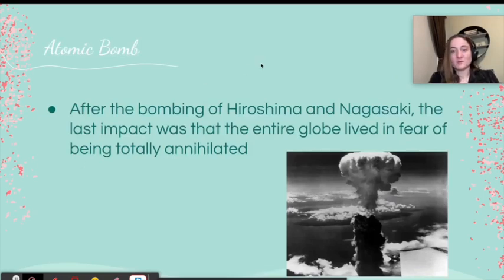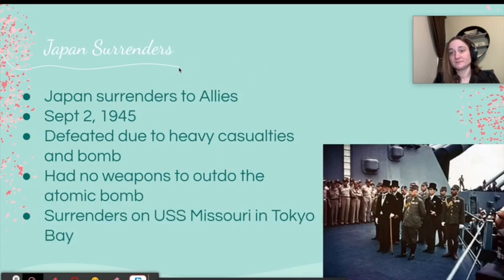So, after the bombing of Hiroshima and Nagasaki, the lasting impact was that the entire globe lived in fear of being totally annihilated. Everyone was scared of the atomic bomb. So, this prompts Japan to surrender. So Japan surrenders to its allies September 2nd, 1945. They were defeated due to heavy casualties, and of course the bomb was kind of the final straw. They had no weapons to outdo the atomic bomb, so if the US wanted to drop another one again, they couldn't stop it. So Japan surrenders on the USS Missouri in Tokyo Bay.